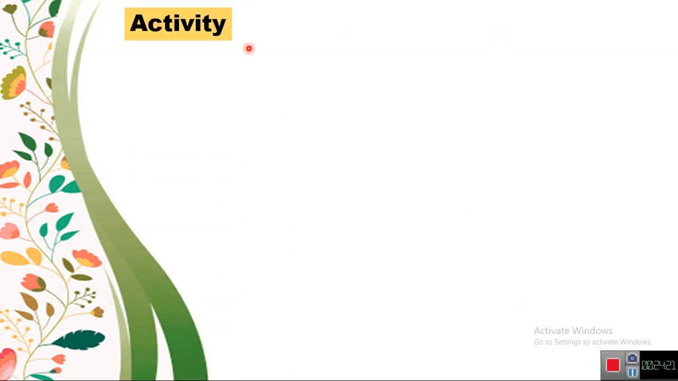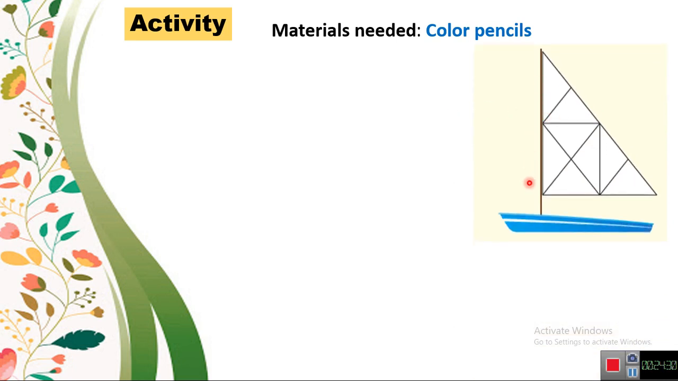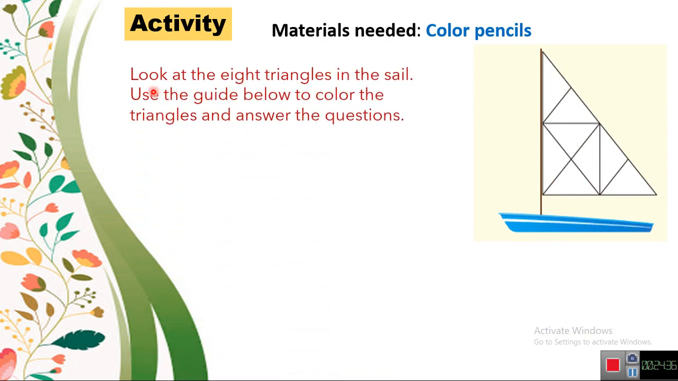Let's see this activity. You need the materials as color pencils. I'm sure you have them. This is a sail of this boat. Now, they have given you a question. Look at the 8 triangles in the sail. So 1, 2, 3, 4, 5, 6, 7, 8. You have 8 triangles in this sail. Use the guide below to color the triangles and answer the question. So you have a guide that I'll give you here now.